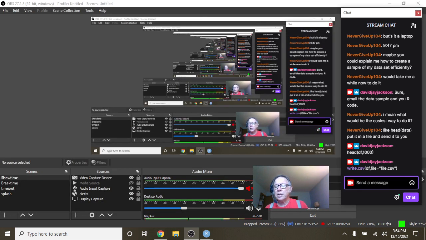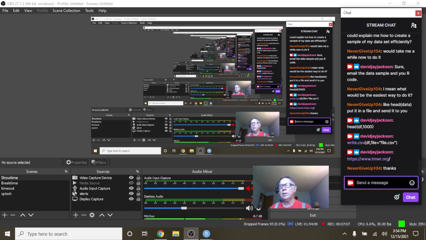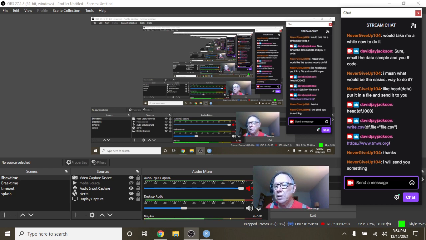And here's a link to the Tidy Models with R book. They have a couple of chapters devoted to the whole question of how to sample. I'm sure you realize from your education that you wouldn't want to use the head command to create a sample to analyze. You want to do a random sample of your data set and split it in two. Okay, fantastic. I look forward to seeing that in a couple minutes, hopefully.